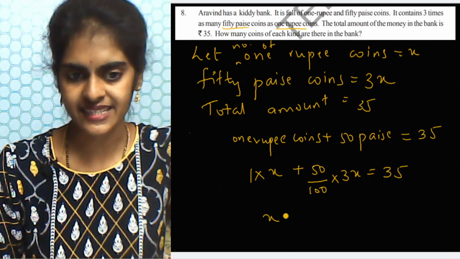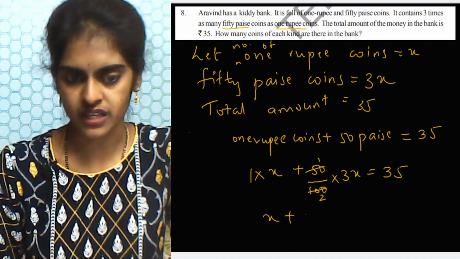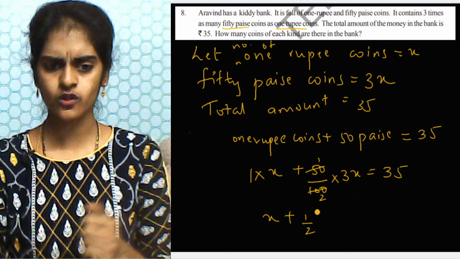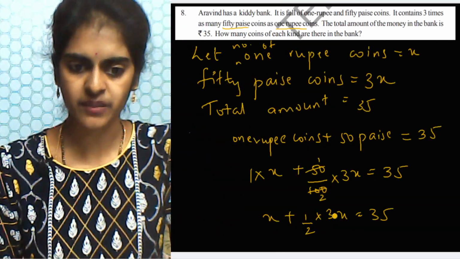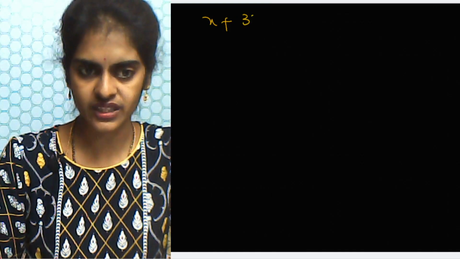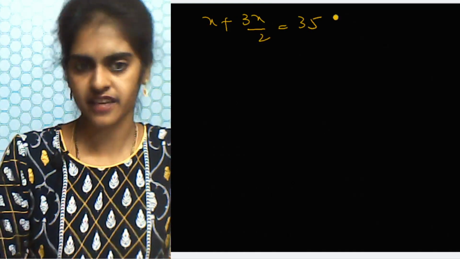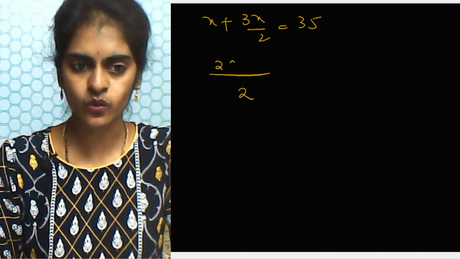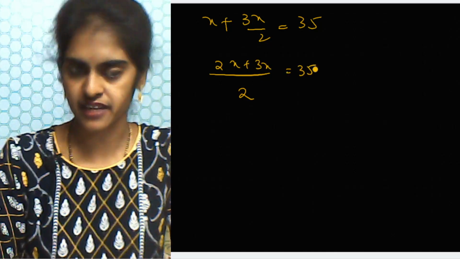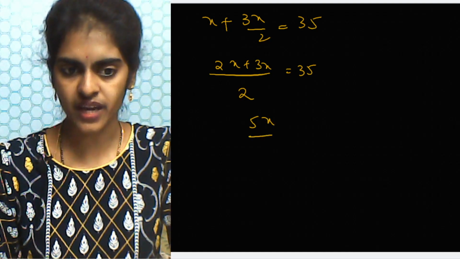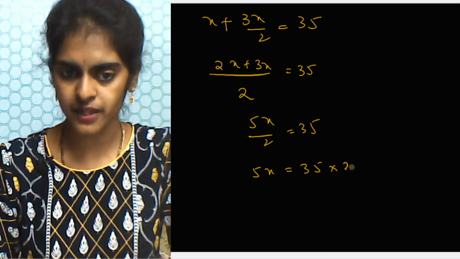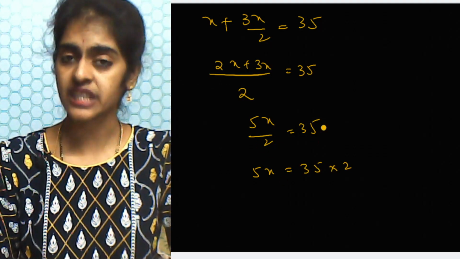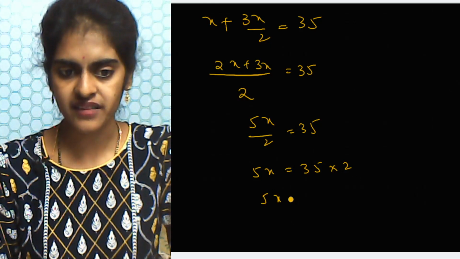So 1 into x is x, plus one by two into 3x, which you can write directly. Solve this now. So you have x plus 3x by 2, because 1 into 3x is 3x. So 3x by 2 equals 35. Take LCM: 2x plus 3x by 2 is 35. 2x plus 3x is 5x, so 5x by 2 is 35. What is 5x? 2 is in division, so transposing it to the other side, it becomes multiplication. So 5x is 35 into 2.